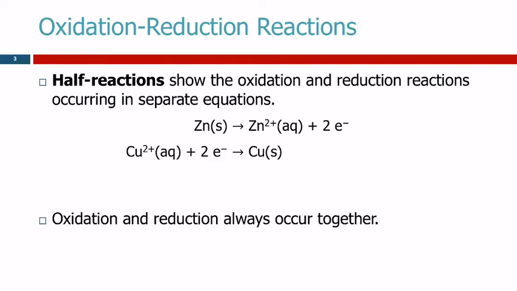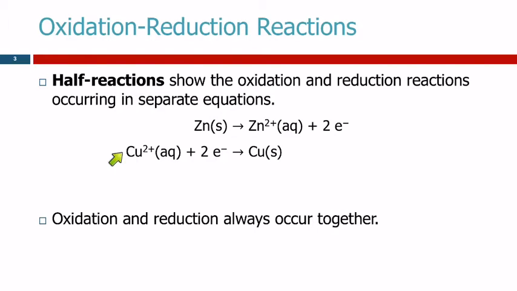We can write half reactions to illustrate this. The oxidation and reduction are each a separate process, but they always occur together. So we'll sometimes write the reactions separately, and because it's half of the total reaction, we call them half reactions. So the reaction occurring with the zinc is that the zinc atom is losing 2 electrons. So zinc atom goes to a zinc ion plus 2 electrons. Those 2 electrons leave the zinc.